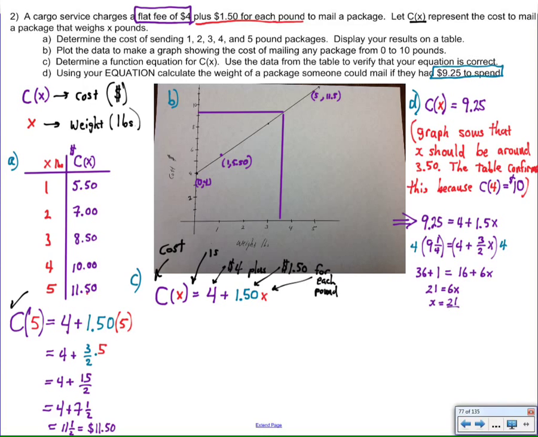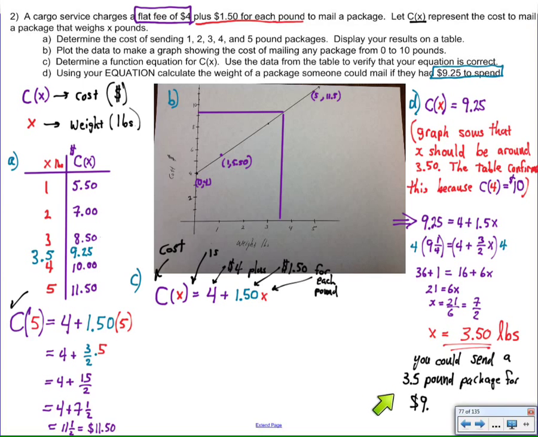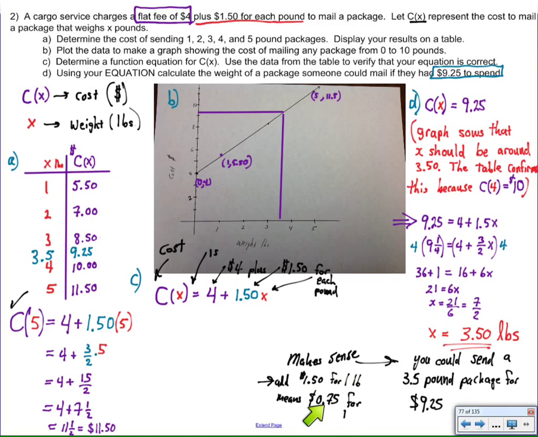Now I'm going to solve for x. I'm going to subtract 16 from both sides and divide by 6. And once again, instead of doing 20 divided by 6, I reduce the fraction to 7 halves, and 7 halves is very easily 3.50. Here's the beauty part. We're going to go back over to the table here and point out that you can send a 3.5 pound package for $9.25. I answered the question in English. Now, here's my sense-making bit. This should make sense because we're adding $1.50 for every pound. Well, that means we're going to add 75 cents for every half pound.